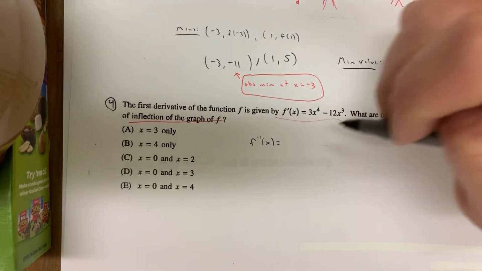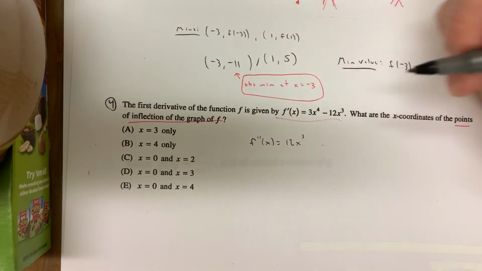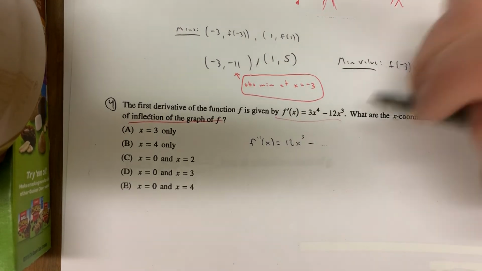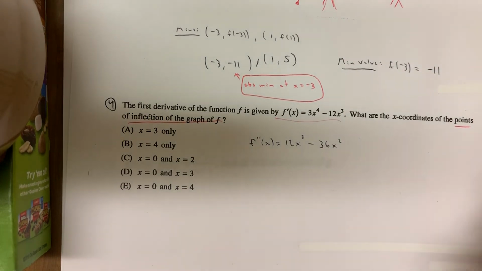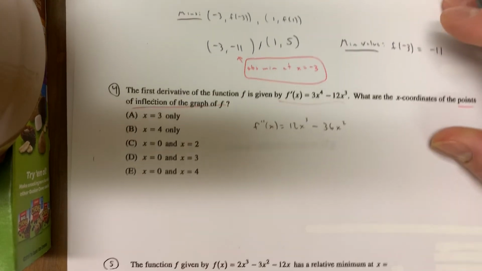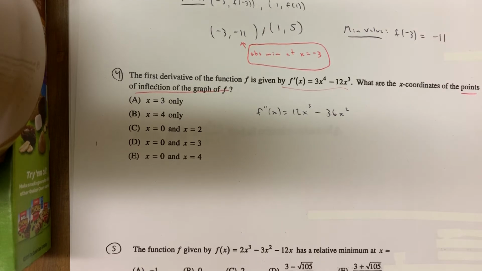Take the derivative. 4 times 3 is 12. Raise x to the 1 less. Minus 3 times 12 was that 36. x squared. So there's a second derivative right there, marginally annoying. But look, I got to see where it's equal to 0 or non-existent.